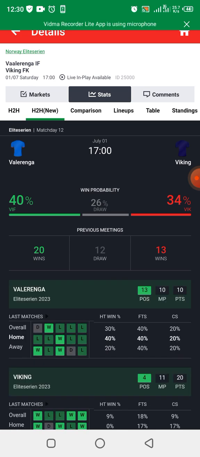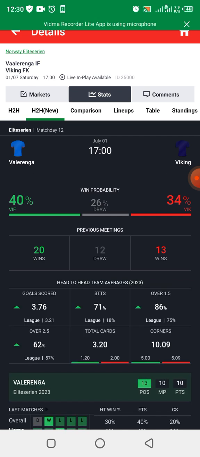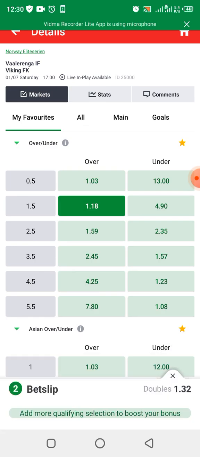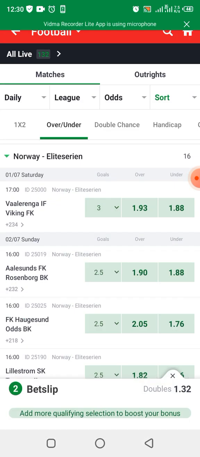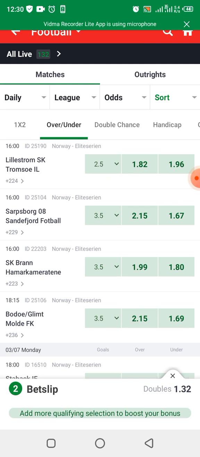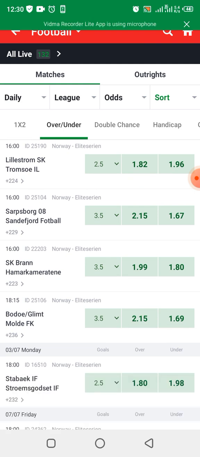So for this particular game, the bookmaker is providing us 86%. As you can see, 86%. So we are good to go. You can see it's a very simple strategy for you guys to make use of. Very simple strategy, and if you are new to betting, it's very easy to use. I'm still going to make use of it on another game right now.